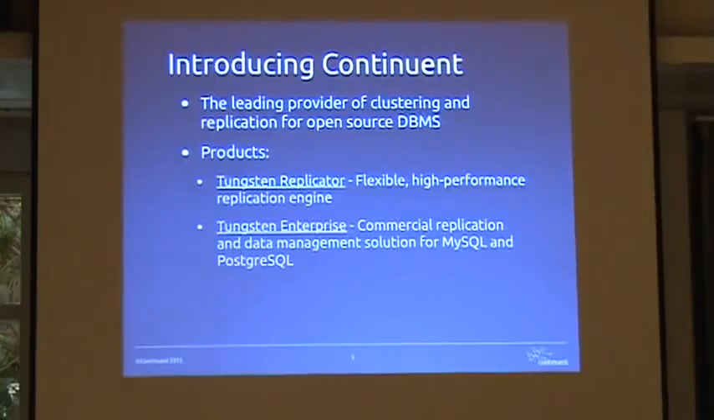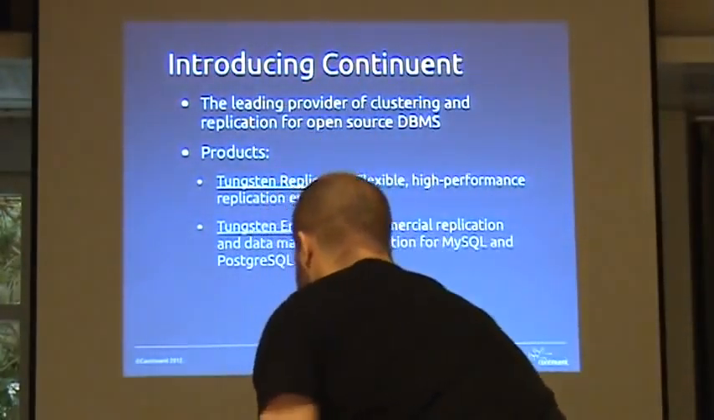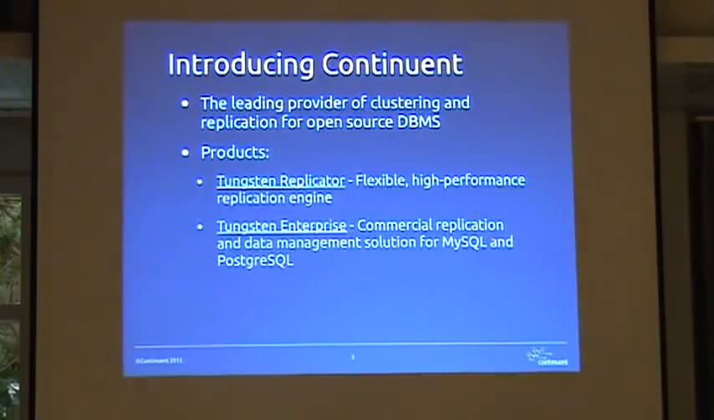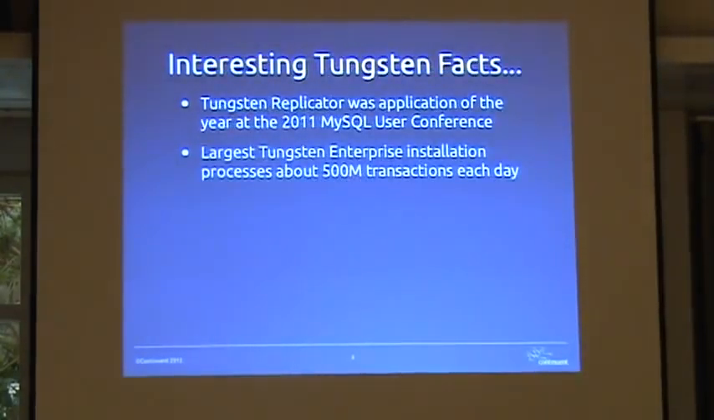In essence, we have two products: Tungsten Replicator, which is an open source, flexible and fast replication engine, and Tungsten Enterprise, which is a commercial replication, high availability and scalability solution for MySQL and PostgreSQL. My focus as a software engineer is actually on heterogeneous replication and on the enterprise. So let's talk about that.